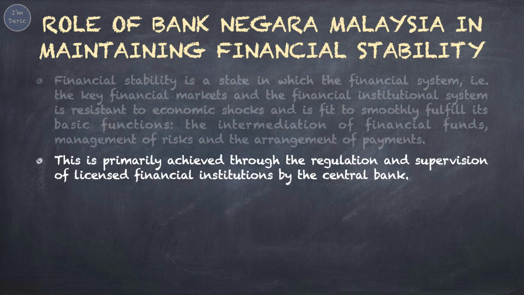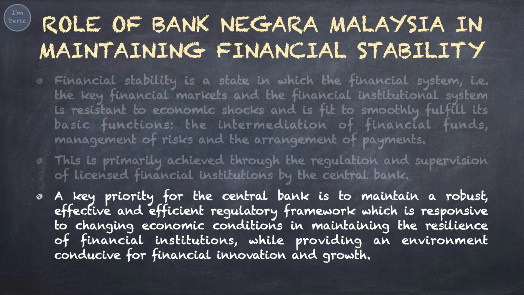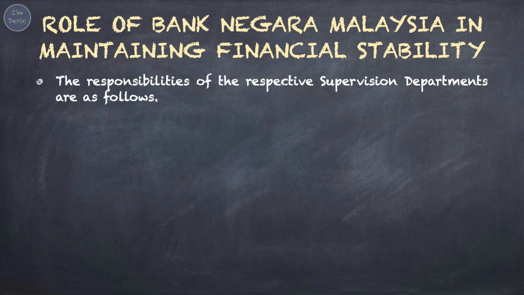This is primarily achieved through the regulation and supervision of licensed financial institutions by the central bank. A key priority for the central bank is to maintain a robust, effective, and efficient regulatory framework, which is responsive to changing economic conditions, in maintaining the resilience of financial institutions, while providing an environment conducive for financial innovation and growth. The responsibilities of the respective supervision departments are as follows.